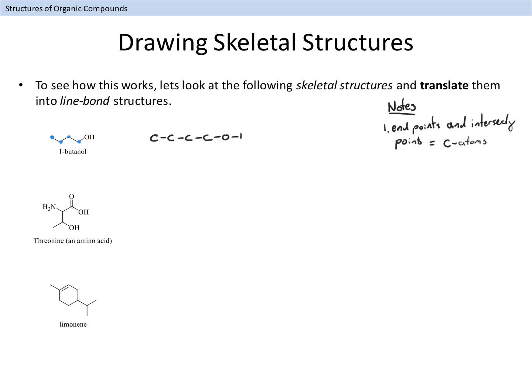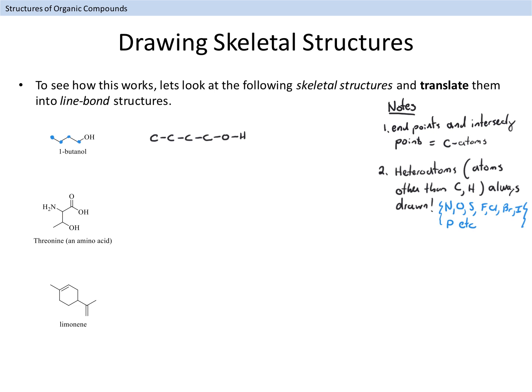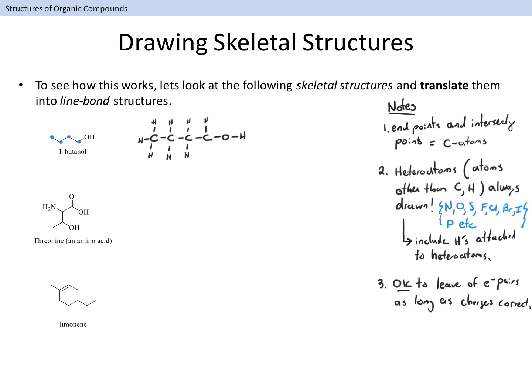hydrogen atom. Notice that in the skeletal structure, all heteroatoms, such as oxygen, nitrogen, sulfur, and halogens, are always explicitly drawn. Also notice that any hydrogen atoms connected to heteroatoms are also drawn, whereas they are omitted when bonded to carbon. Another point to note is that it is very common for us to see structures that omit non-bonding electron pairs, even when they are present.